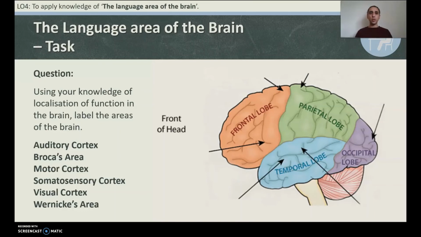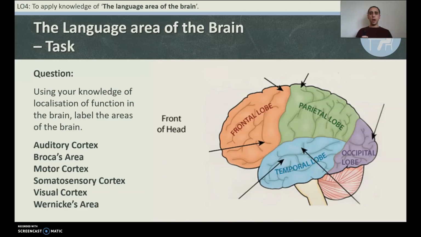We've got auditory cortex, Broca's area, motor cortex, somatosensory cortex, visual cortex, and Wernicke's area. Give that a go now, please. Give yourself 5 minutes. There's a timer if you want to use that. Click the timer, it'll go around in a circle and it will tell you when the 5 minutes is up. Right, let's go through the answers.